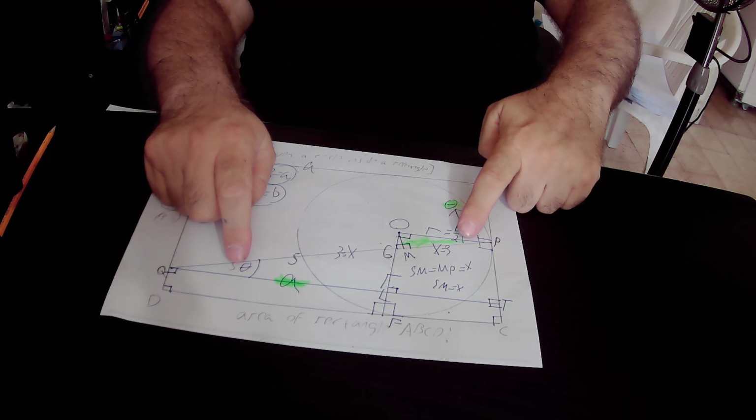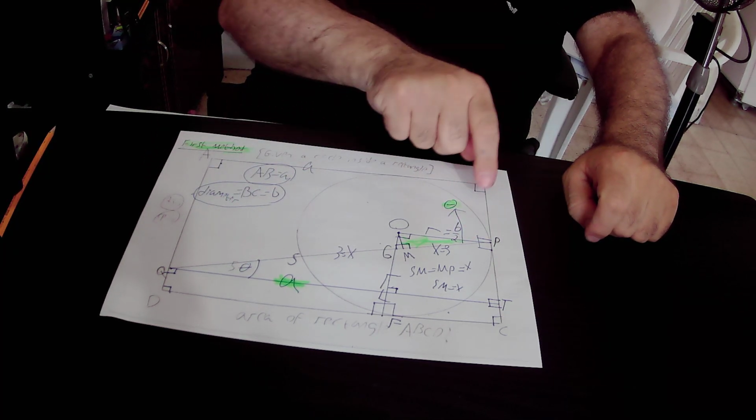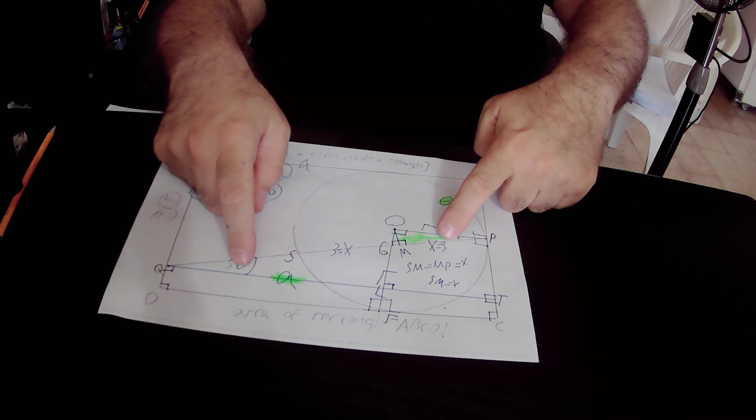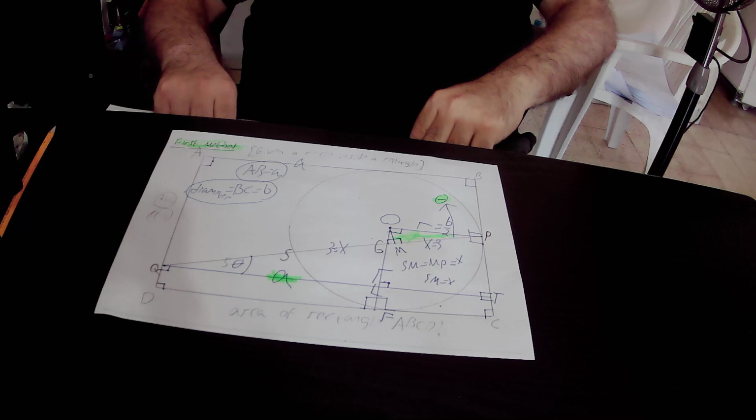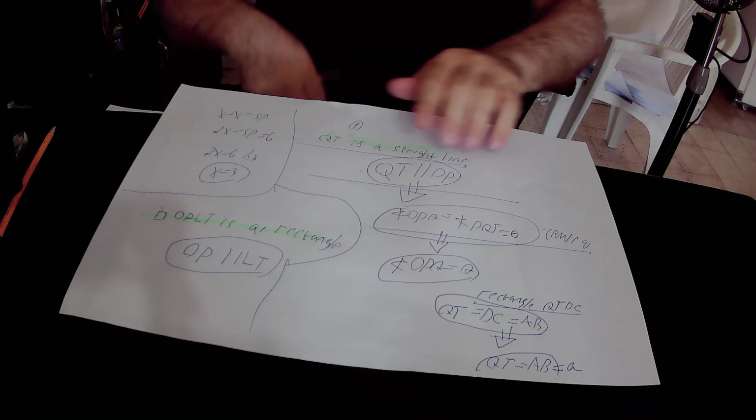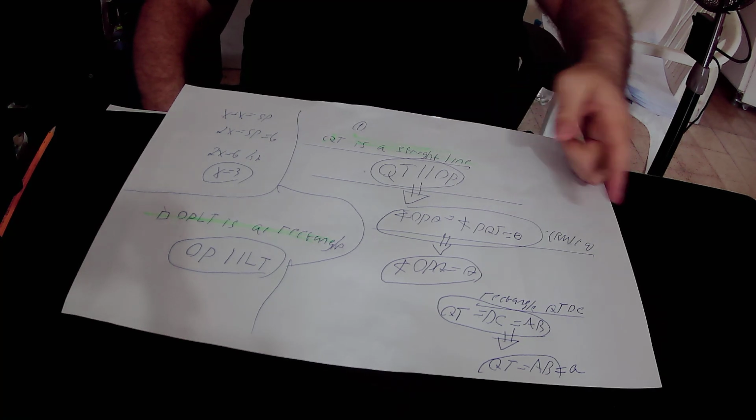Those two angles are defined as alternating angles and they are located between the parallel lines OP and QT, therefore they are equal to each other. So here those two angles are equal to each other according to rule number 9. That is to say, angle OPQ is equal to angle PQT according to rule number 9.